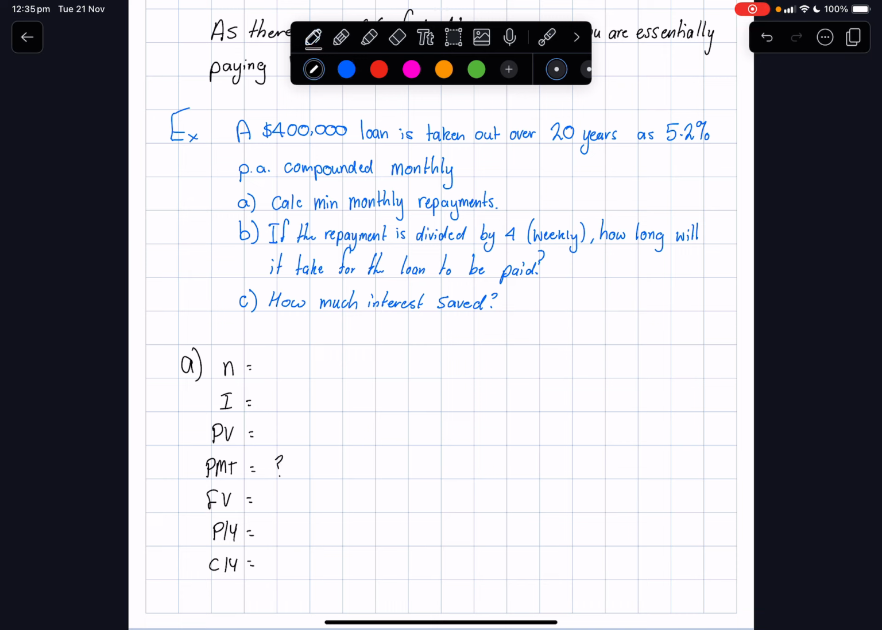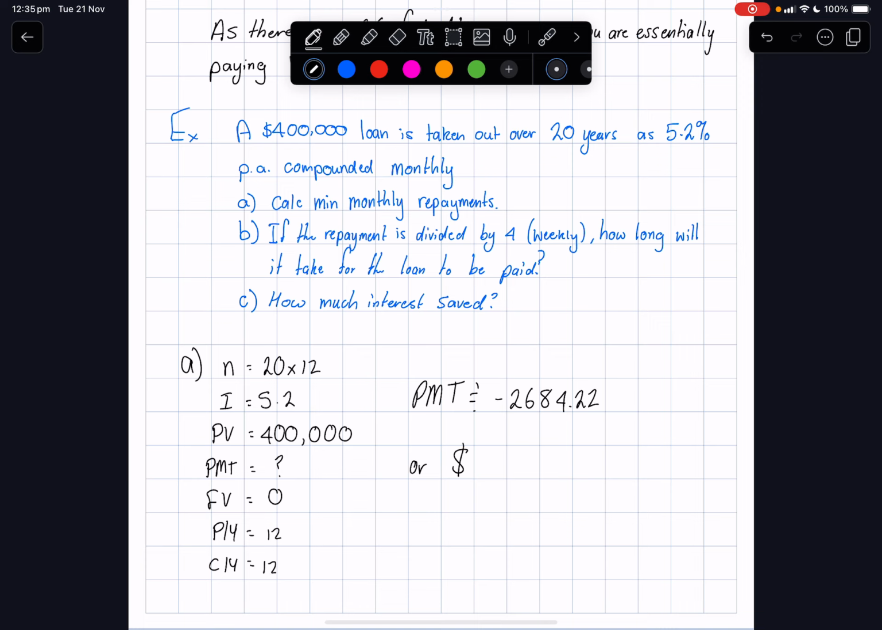We are trying to find PMT. We're looking at 12 payment periods and 12 compounding periods. So we've got 20 years times 12, 5.2%, a $400,000 loan, and we want $0. I'm just going to put that into my calculator super quickly: 20 times 12, 5.2, 400,000, PMT, future value, and 12 and 12. My PMT is negative $2,684.22 per month. So that is my monthly payment.